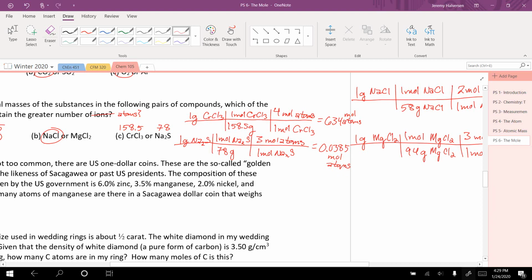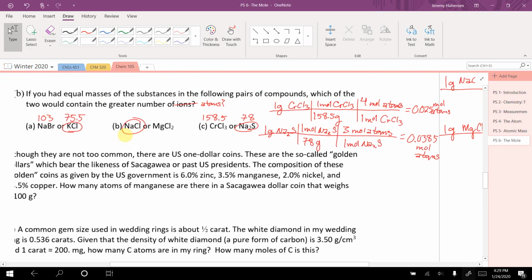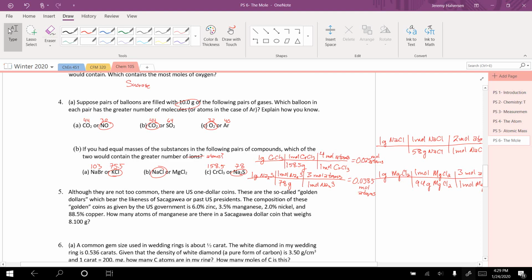Realizing that, I realized that I multiplied here instead of divided, so that number is not correct. It's more like it. I got 0.025, so it looks like Na2S comes away with the bigger number of atoms. Right, hopefully that made enough sense. The first one, you didn't have to think about how many atoms were in each molecule because they asked for the number of molecules, but here they asked for the number of atoms, or ions, but at this point it's exactly the same thing. So we had to take that into consideration.